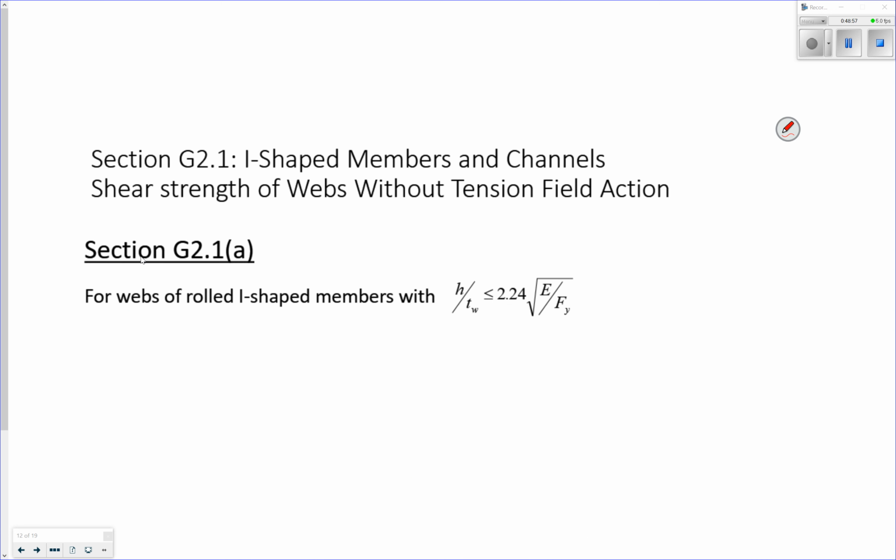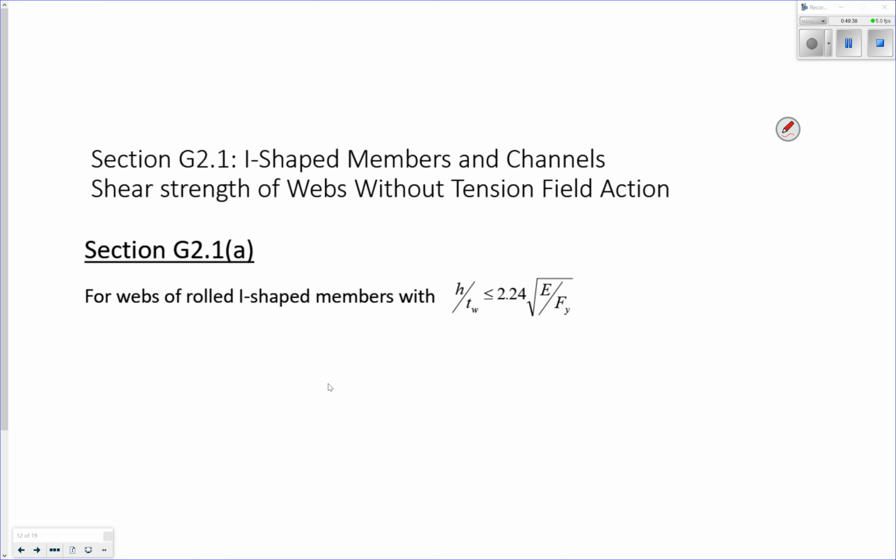So if we're sticking to G2.1a, webs of rolled I-shaped members, if I have a slenderness ratio, now this is where we're talking about the height, which is different than the D, less than 2.24 times the square root of E over Fy, right? That square root of E over Fy is similar to when we were doing local buckling of flanges and webs. Same thing here. It's a factor times the square root of E over Fy. It happens to be a factor of 2.24.